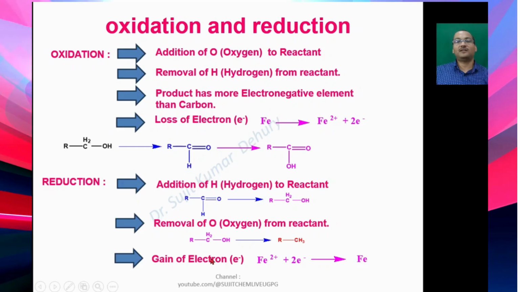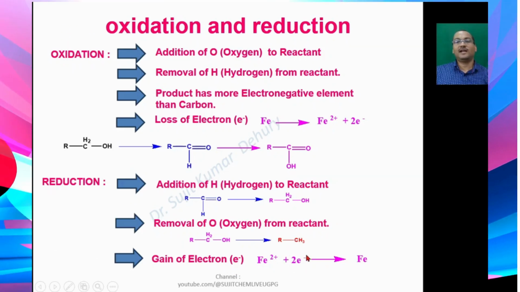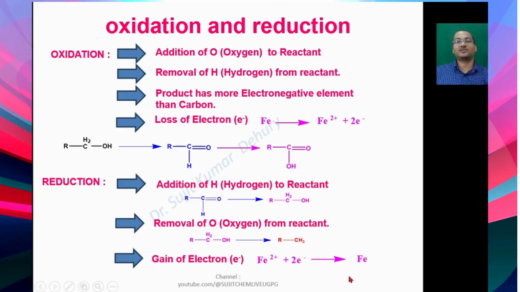Another way of explaining it is gain of electrons. Suppose Fe2+ accepts or gains 2 electrons, giving rise to Fe. This is also called a reduction process.